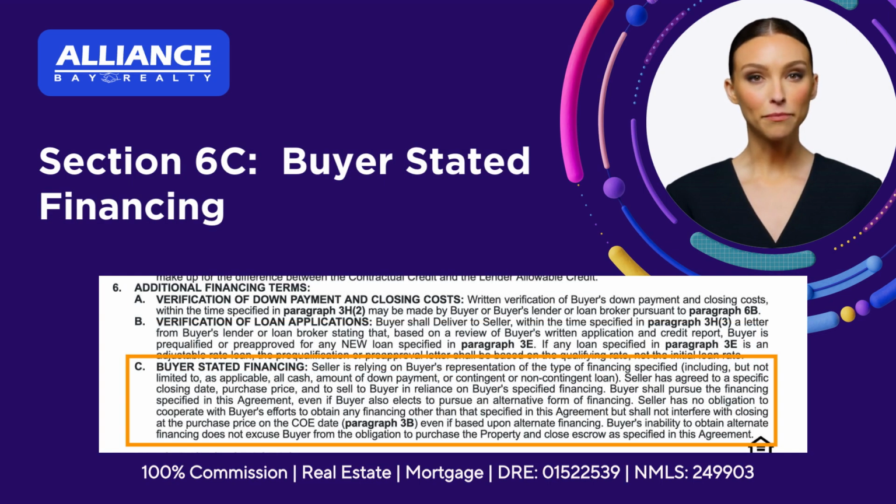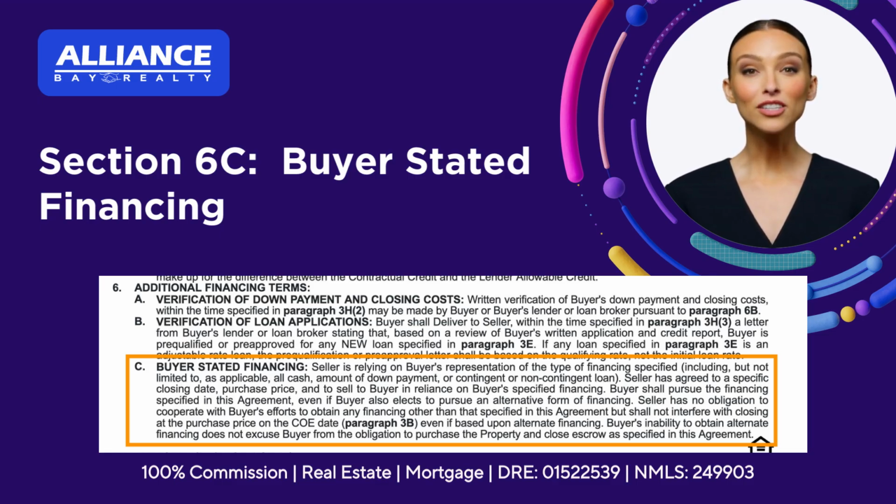Section 6C, Buyer Stated Financing. The seller is relying on the buyer's stated financing: cash versus loan, percentage of down payment, contingent versus non-contingent. The core rules are: 1. Seller agreed to a specific closing date and price in reliance on that financing. 2. Buyer must pursue that stated financing, even if they also explore alternatives.